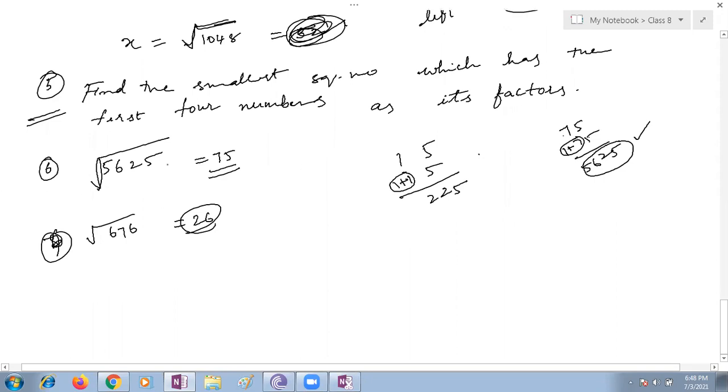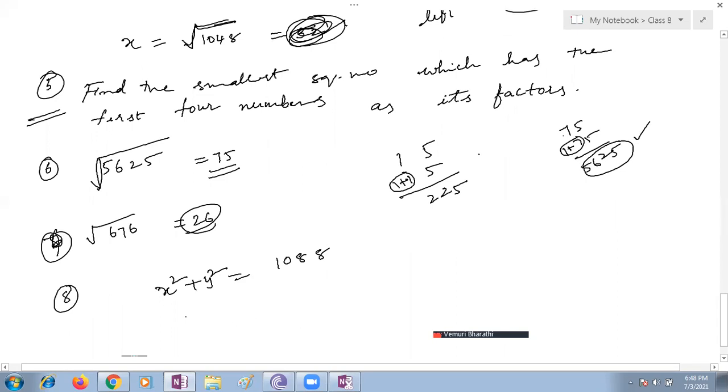The sum of squares of two numbers. Suppose any two numbers, x and y. x square plus y square is 1088.